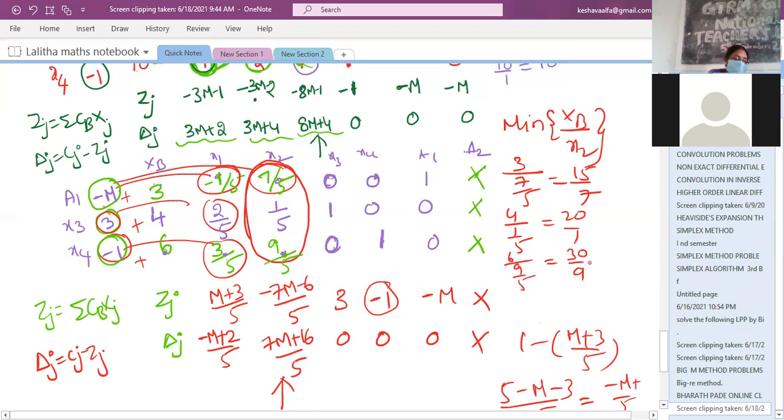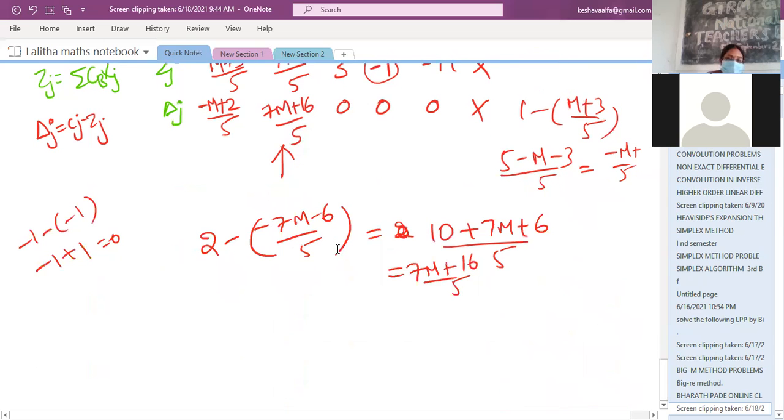So which one is minimum? 20 by 1 is 20, 30 by 9 is about 3 point something, 15 by 7 is about 2 point something. Minimum is the first row, 15 by 7. So the outgoing vector is A1. Replace A1 with the incoming vector x2. So in the third table we get x2.